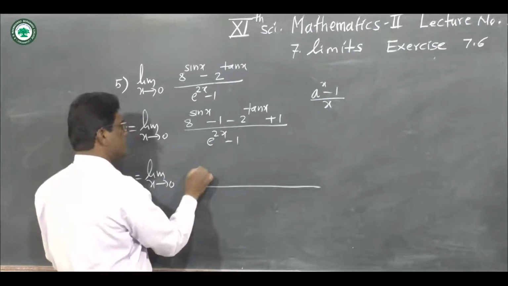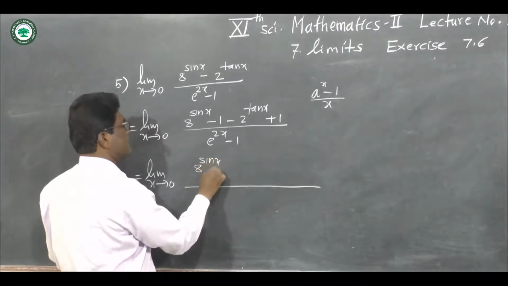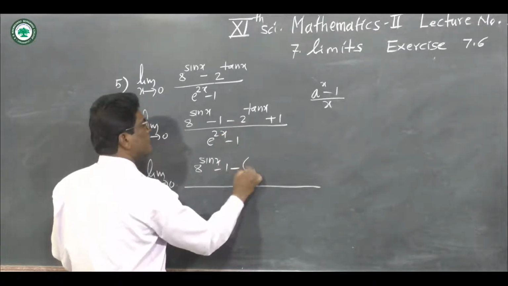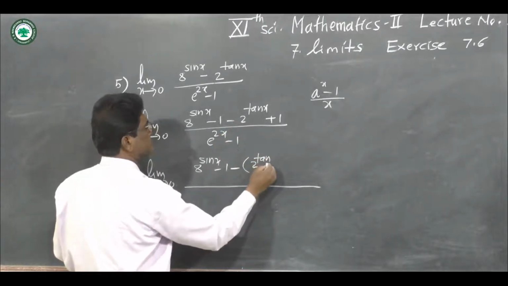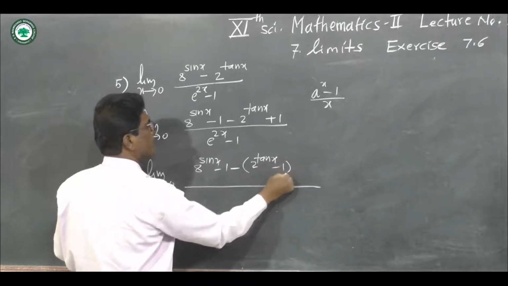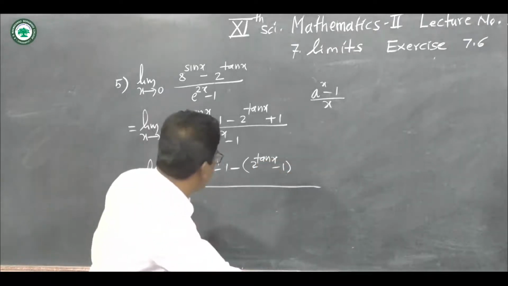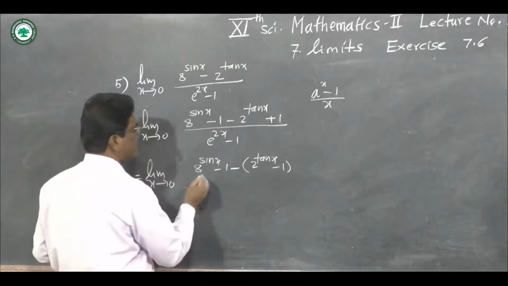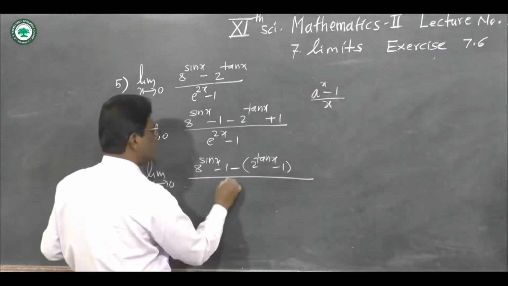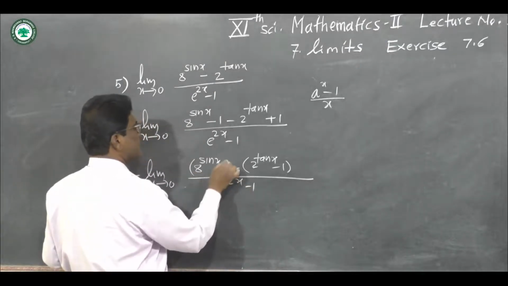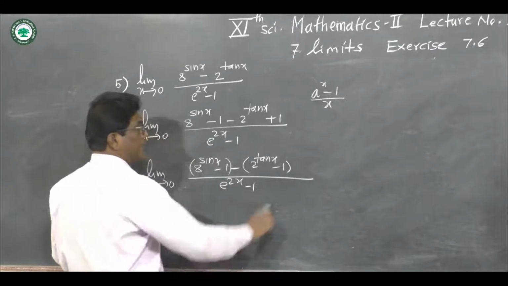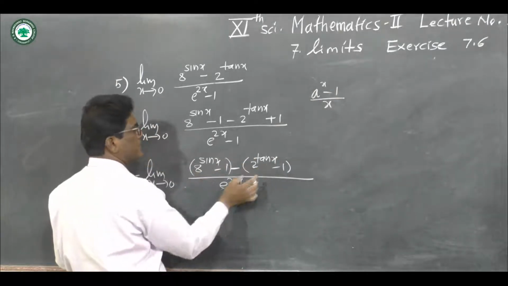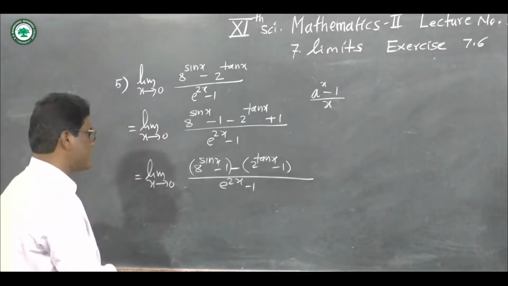Now this a to the power sin x minus 1, here minus sign take common, so it is 2 to the power tan x minus 1, and divided by here e to the power 2x minus 1. We write this like this. Now we get here a to the power x minus 1, here a to the power x minus 1, here a to the power x minus 1, in the denominator a to the power x minus 1.